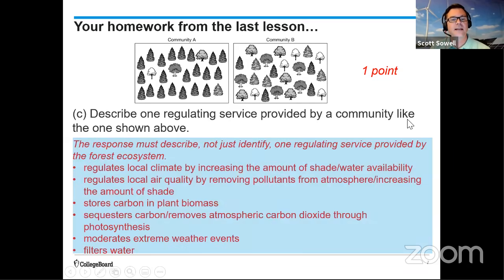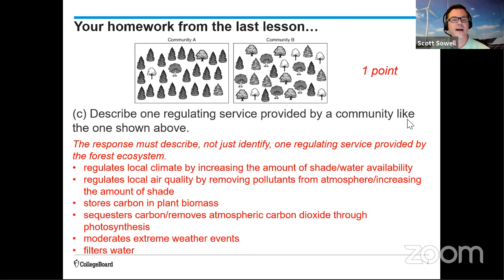So you could have said any kind of regulating service provided by a forest: regulating climate, regulating local air quality by removing pollutants or increasing the amount of shade, storing carbon, sequestering carbon through photosynthesis, moderating extreme weather events, filtering water, and there's probably a few more that aren't listed here, but any one of those regulating services for the forest ecosystem, not of a tree, but of a forest.